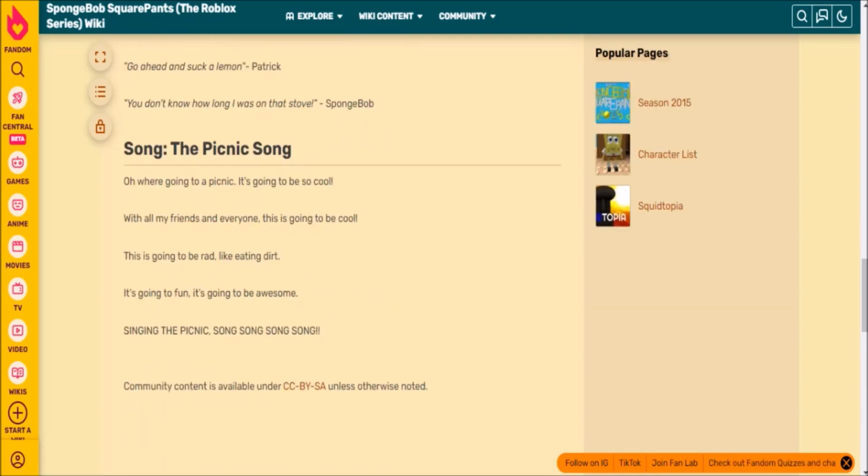Oh, we're going to a picnic. It's going to be so cool with all my friends and everyone. This is going to be cool. This is going to be rad, like eating dirt. It's going to be fun. It's going to be awesome. Singing the picnic song, song, song, song.